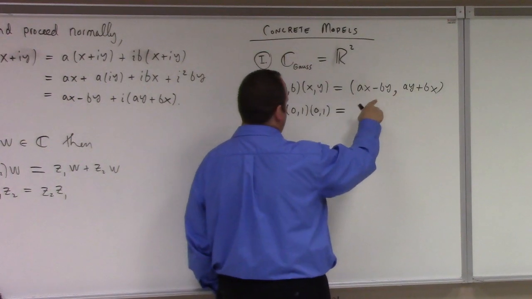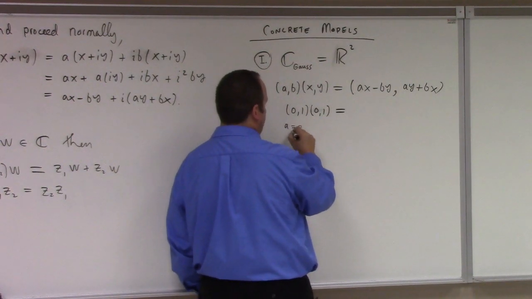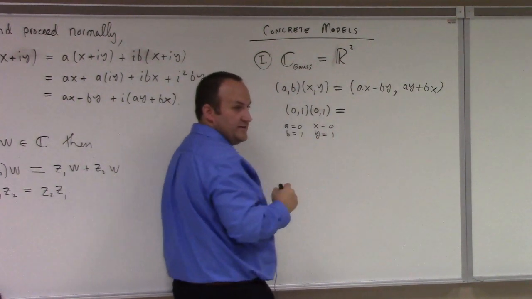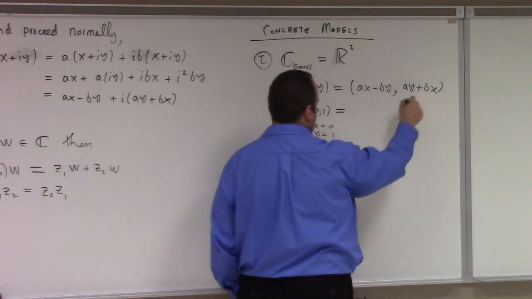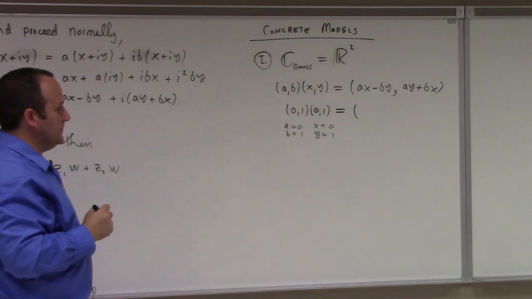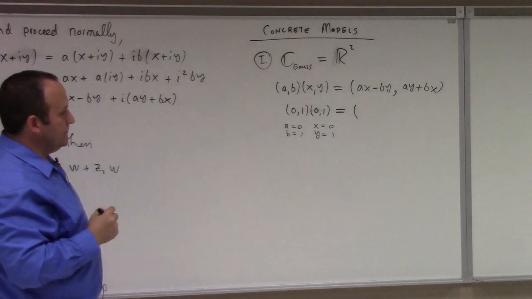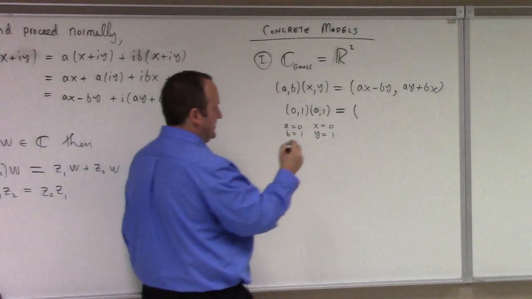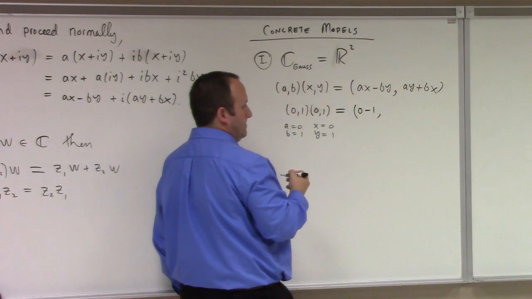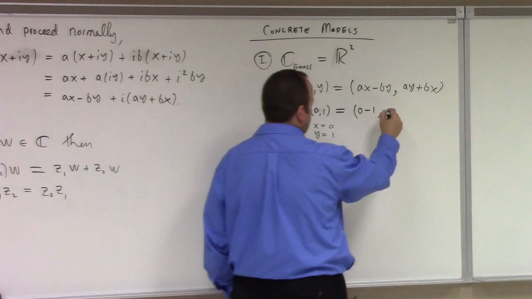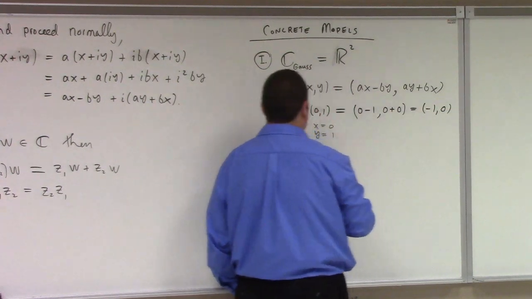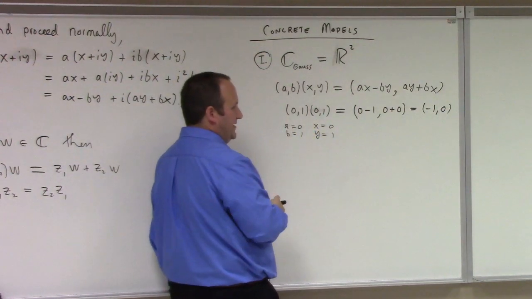We have to follow it, right? We got A equals 0, B equals 1, X equals 0, Y equals 1, right? So you look over here, what happens following the definition? We get 0 minus 1, right? And then what else? Yeah, 0 plus 0. So we get minus 1, 0.